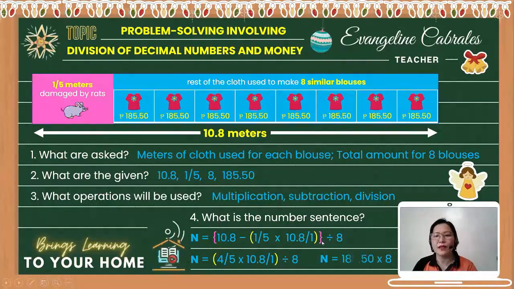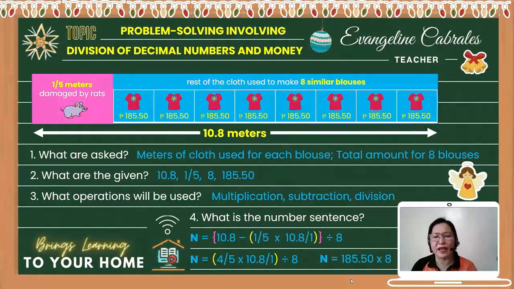And, the number sentence naman for the total amount for 8 blouses is 185.50 times 8. Imumultiply lang yan, yung 185.50 ang presyo, sa 8 blouses. What is the other way of doing that? Sa halip na magmultiply, pwede mo rin siyang i-add. I-add mo lang yung 185.50 eight times. Diba? Okay, so those are the number sentences.